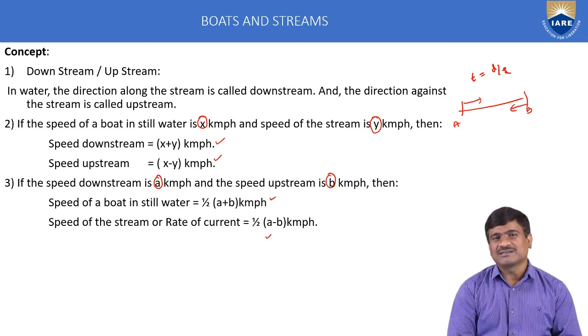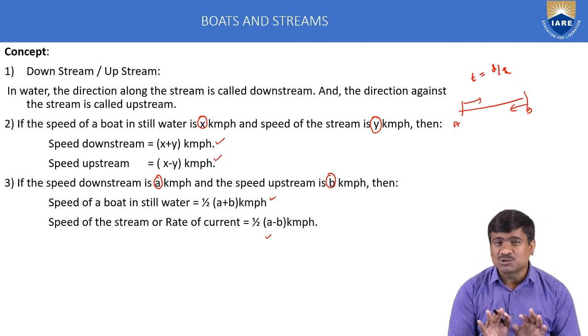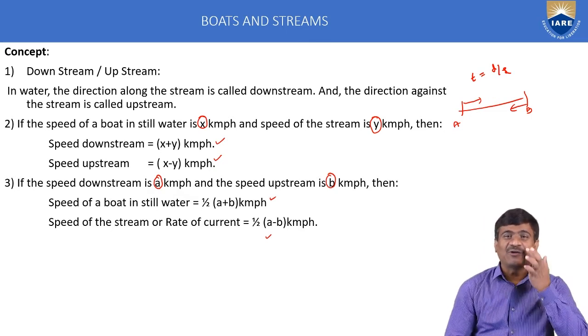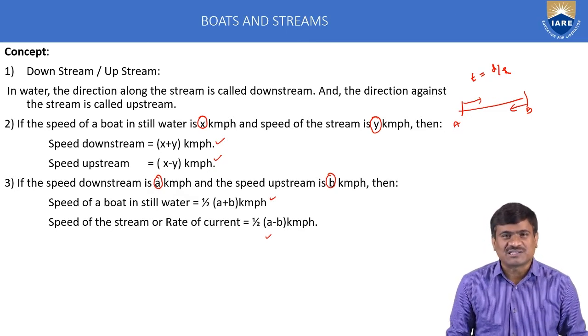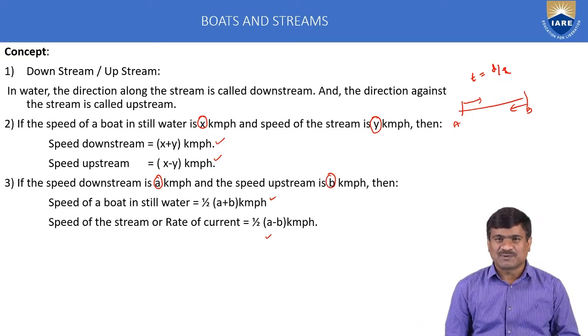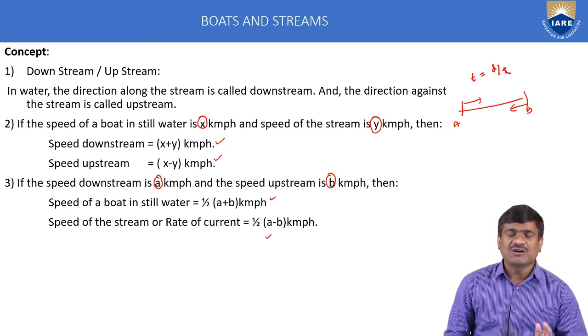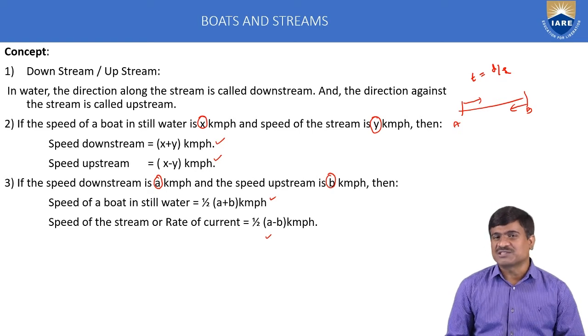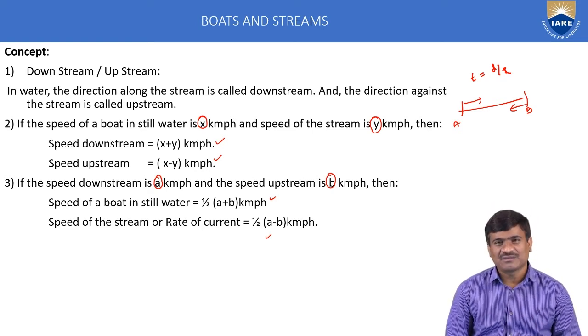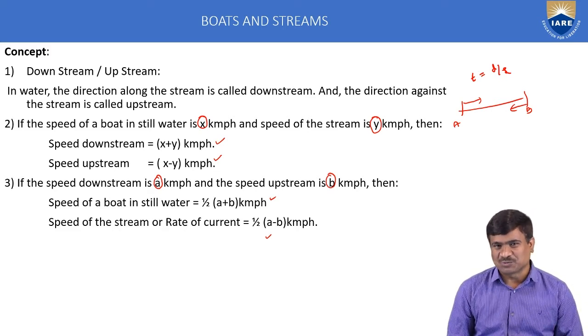The second point: when the speed of a boat and the speed of a stream are given, then find the speed of a downstream, x plus y, and the speed of an upstream, x minus y. Just plus or minus indications. Next, suppose the speed of a downstream and the speed of an upstream are given. Then the speed of a boat and the speed of a stream are a plus b by 2 and a minus b by 2.